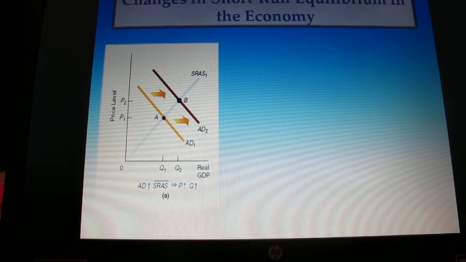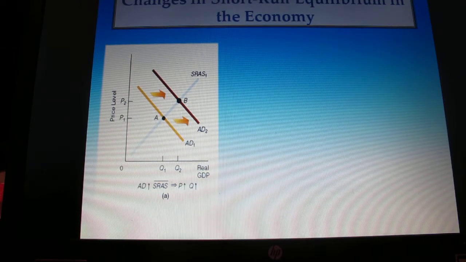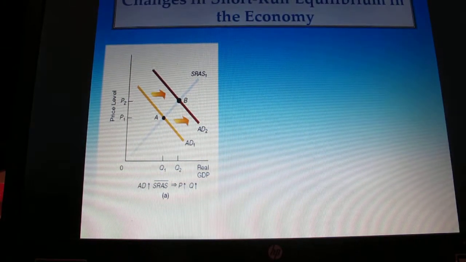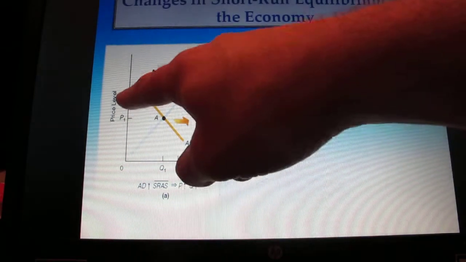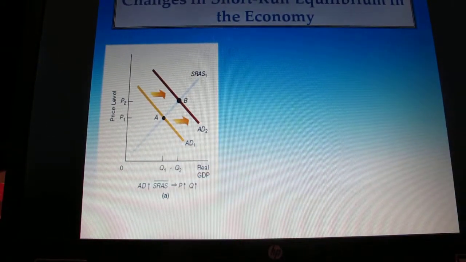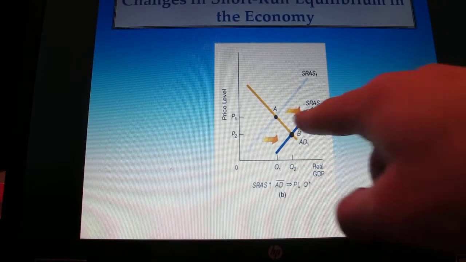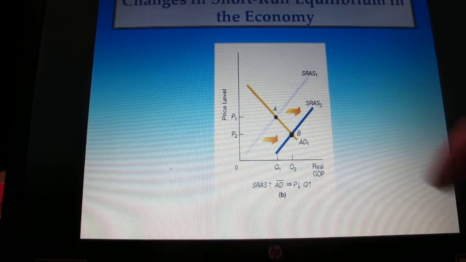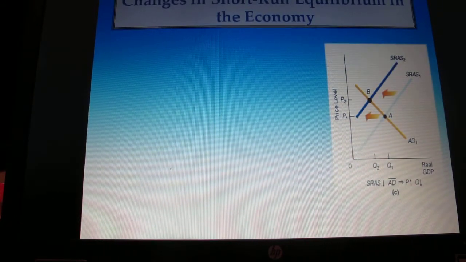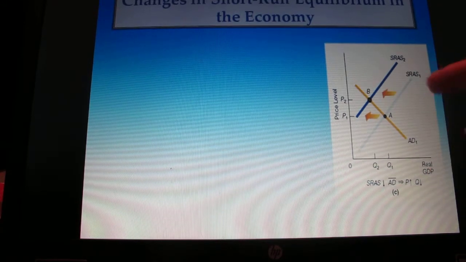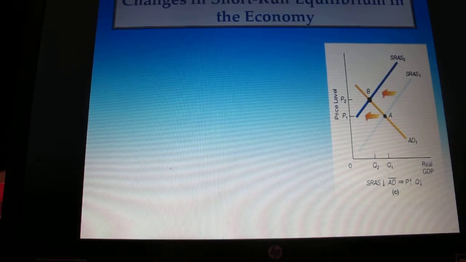So how could we change the short run equilibrium in the economy? Well, let's just say that there was an increase in aggregate demand like this chart is showing. What would happen? We would see an increase in the price level and an increase in real GDP. If short run aggregate supply increased, which means moved to the right, we would see a decrease in the price level and an increase in real GDP. And if short-run aggregate supply decreased, which means movement to the left, there would be an increase in the price level and a decrease in real GDP.